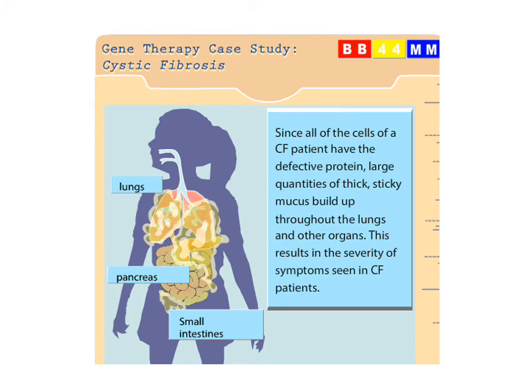Since all of the cells of a cystic fibrosis patient have that defective protein, large quantities of thick, sticky mucus build up throughout the lungs and the other organs. And so this results in the severity of symptoms that are seen in cystic fibrosis patients.